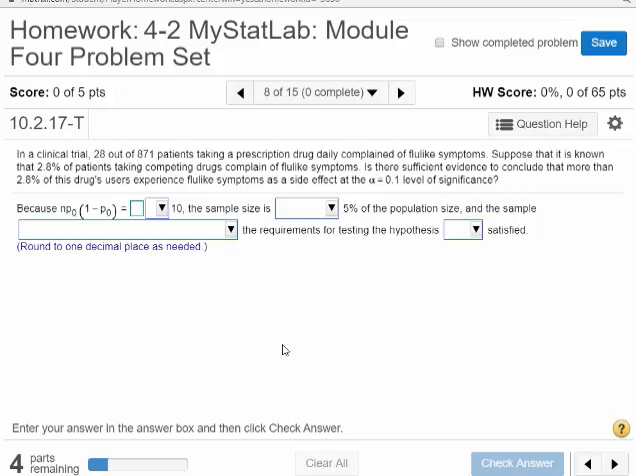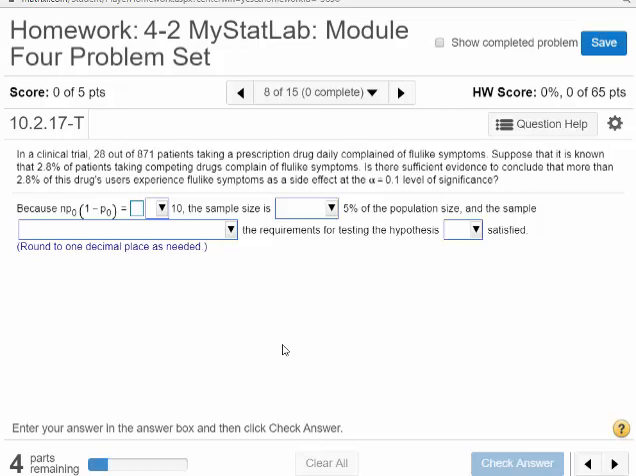In a clinical trial, 28 out of 271 patients taking a prescription drug daily complained of flu-like symptoms. Suppose it is known that 2.8% of patients taking competing drugs complain of flu-like symptoms. So what they're saying is 2.8% of people experience these flu-like symptoms as a side effect. Is there sufficient evidence to conclude that more than 2.8% of this specific drug's users experience flu-like symptoms as a side effect? Test at the alpha equals 0.01 level of significance.